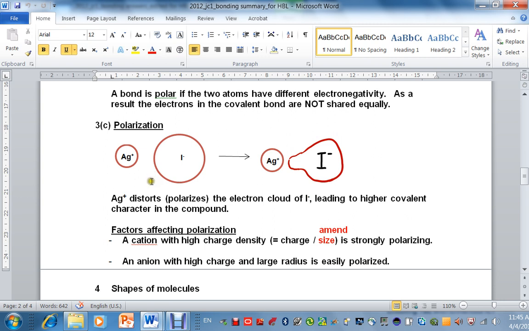Now polarization simply means that the cation attracts the electrons of the anion towards itself. And as a result, can you see that the electron cloud of the anion is distorted? Some of the electrons are attracted towards the cation like this. So the term that we use to describe this is that the silver ion, the cation, distorts or polarizes the electron cloud of the anion.